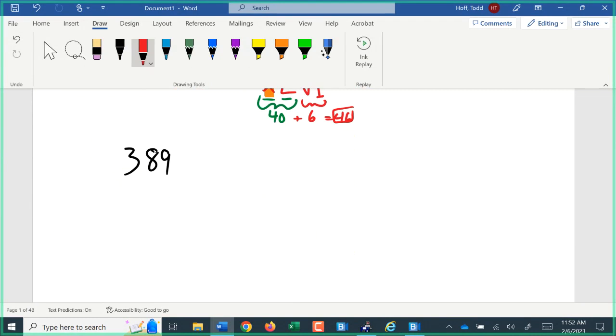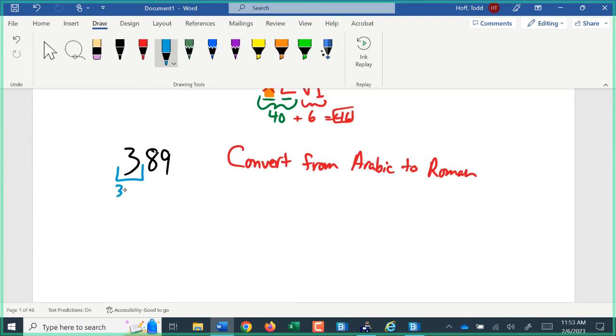So again, when we convert from our standard numerals, or what we call Arabic numerals, which is what we use, to Roman numerals, the simplest way to make sure we don't have an issue is to go digit by digit. So this 3 represents 300. To represent 300 in Roman numerals, it is simply C, C, C.